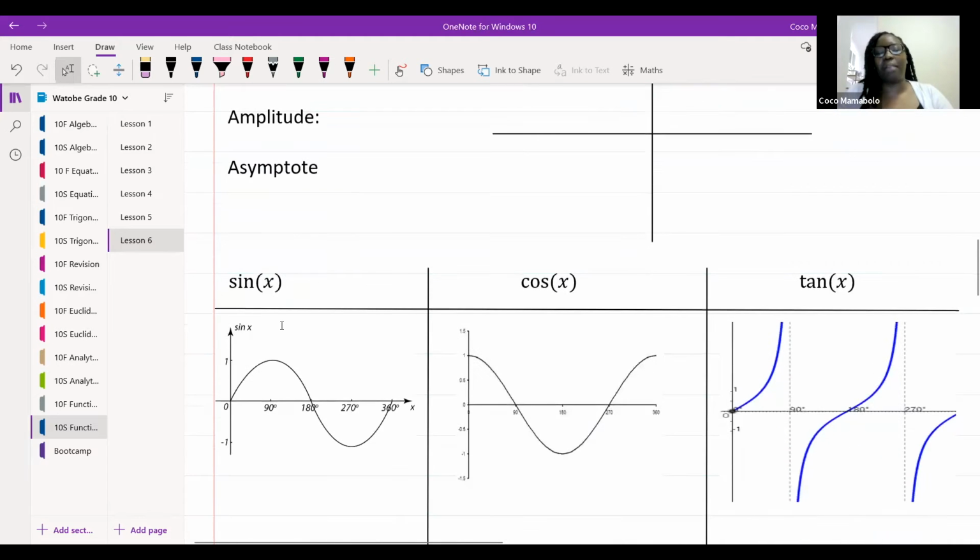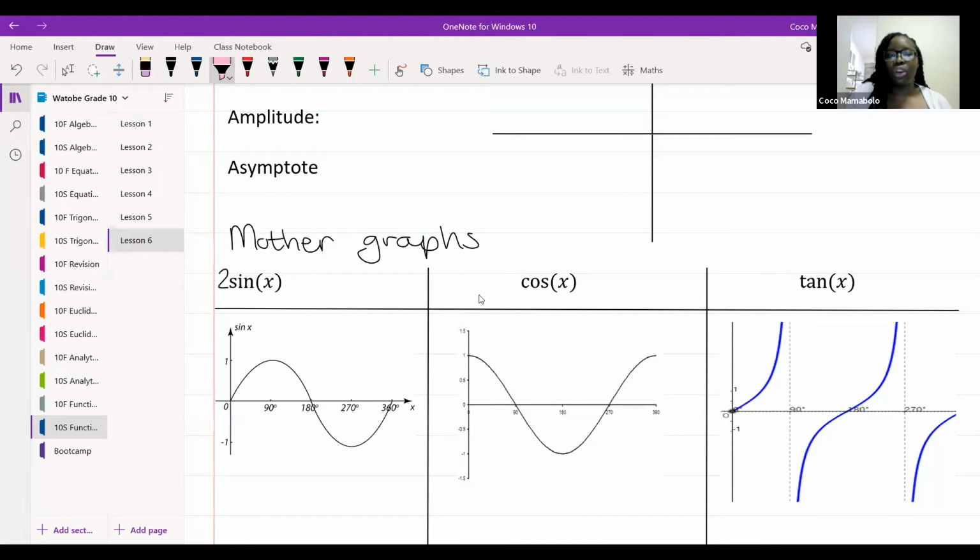All right, we're going to be talking about our 3 graphs: the sine graph, the cos graph, and the tan graph. We call these graphs that we've got drawn down here our mother graphs. The reason we call them mother graphs is because every other graph is going to be some sort of variation of what has happened to this graph. So when they give us the graph of sine x, if they change sine x to 2 sine x, they have done something to this graph.